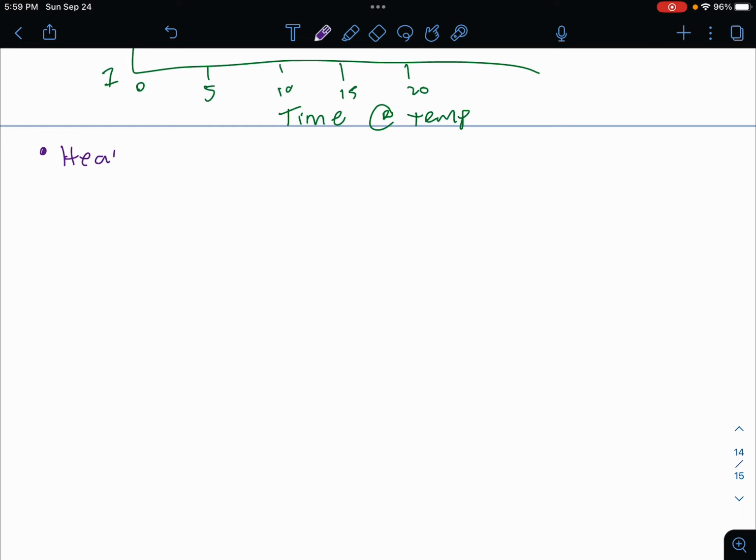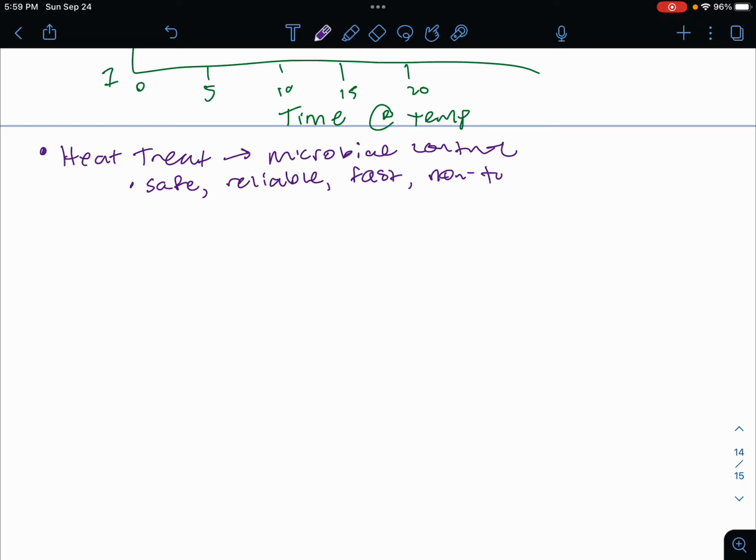Heat treatment is also used for microbial control. It's safe. We know it works, so it's reliable. It's pretty fast too. And also, the biggest one, it's probably non-toxic. You're not using any weird chemicals. You're just using good old heat. You could use heat for sterilization or disinfection.